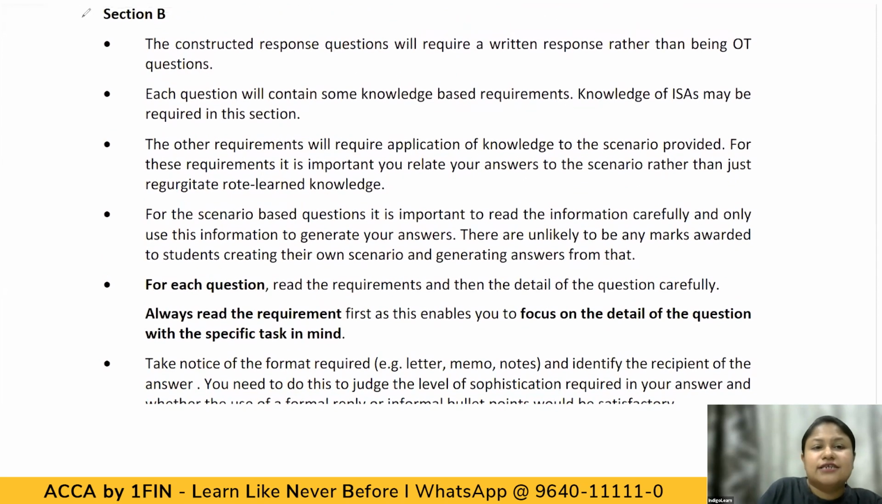Now comes the real challenge, section B, which is completely a constructed response question. A written response rather than objective type, because in objective types the answer will be available and you need to pick it. Here, from scratch, you need to write it. The framing, the thinking, interpretation, and the writing, everything is from the student's point of view.